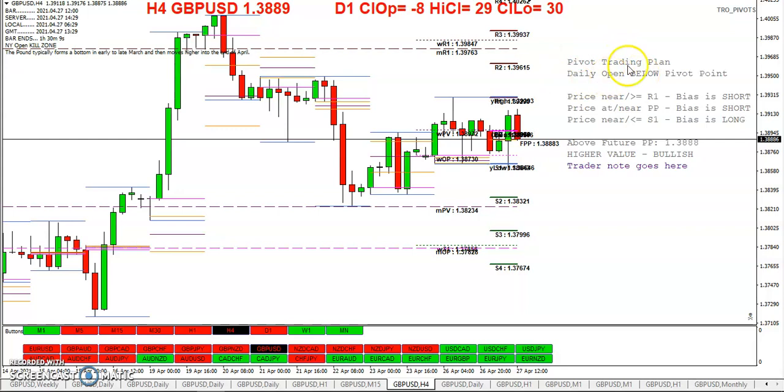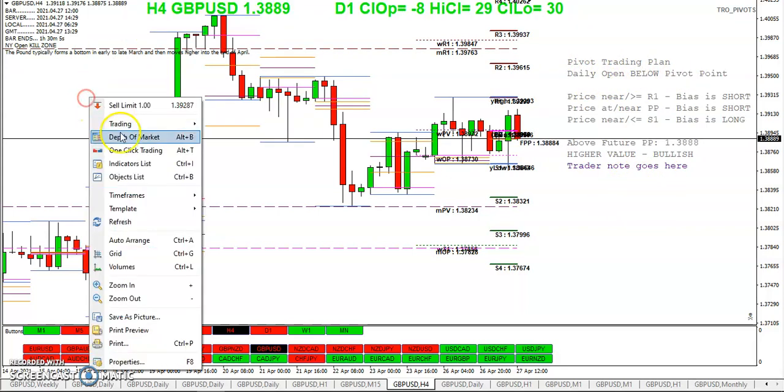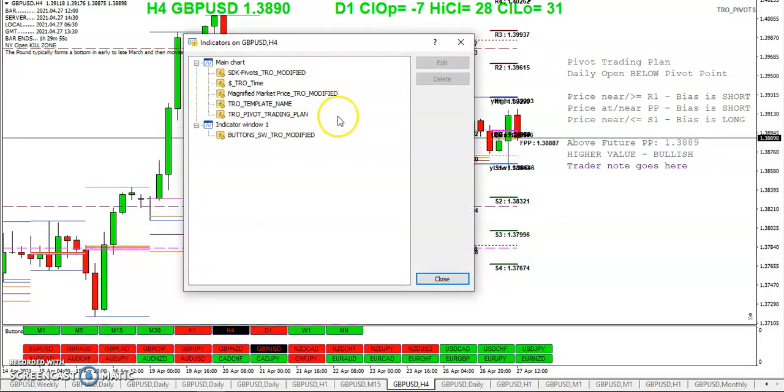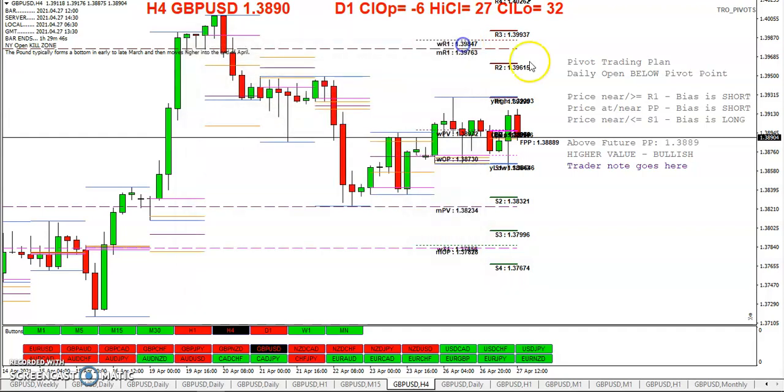traders out there. I added the pivot trading plan indicator to the chart. I was thinking, why didn't I do that years ago? I think I might have shown it years ago, but for some reason I didn't put it on the chart. And it's in the TRO build 1300 or 1200, whatever file you have, the TRO pivot trading plan, which is a trading plan that somebody else wrote, and I just implemented the code for it here in MT4.